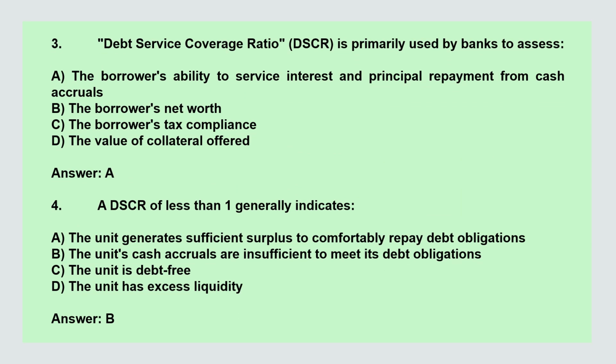Debt service coverage ratio is primarily used by banks to assess. Answer A. The borrower's ability to service interest and principal repayment from cash accruals. A DSCR of less than 1 generally indicates. Answer B. The unit's cash accruals are insufficient to meet its debt obligations.